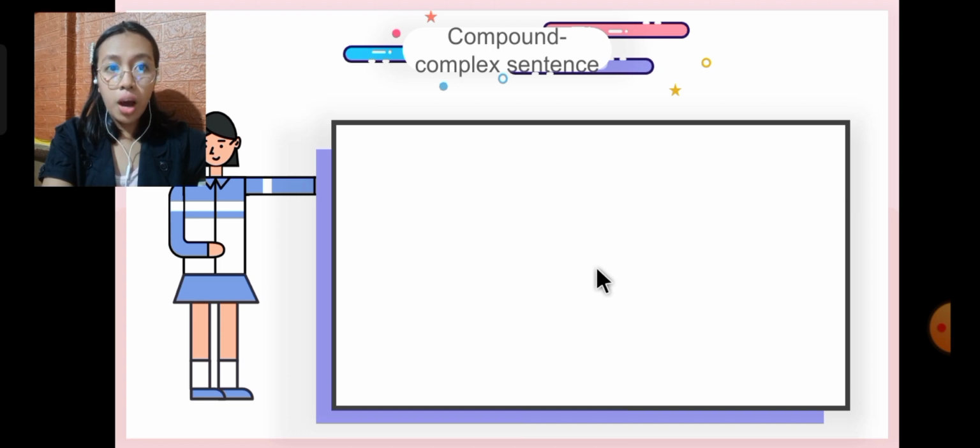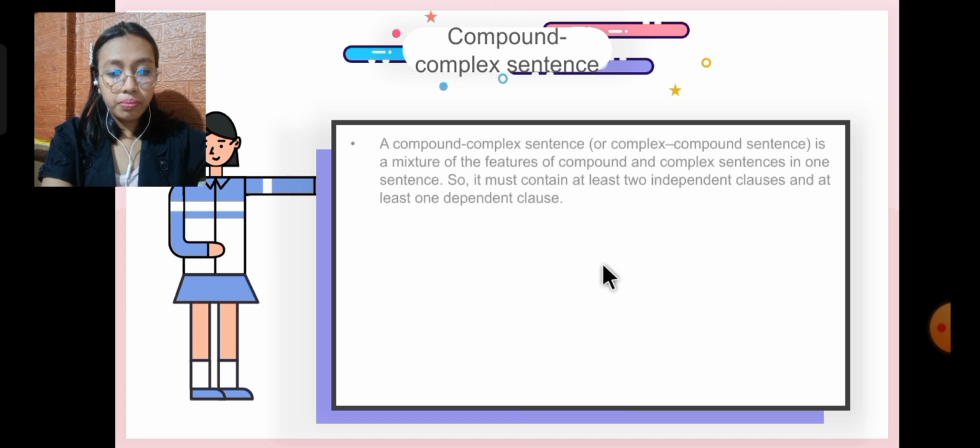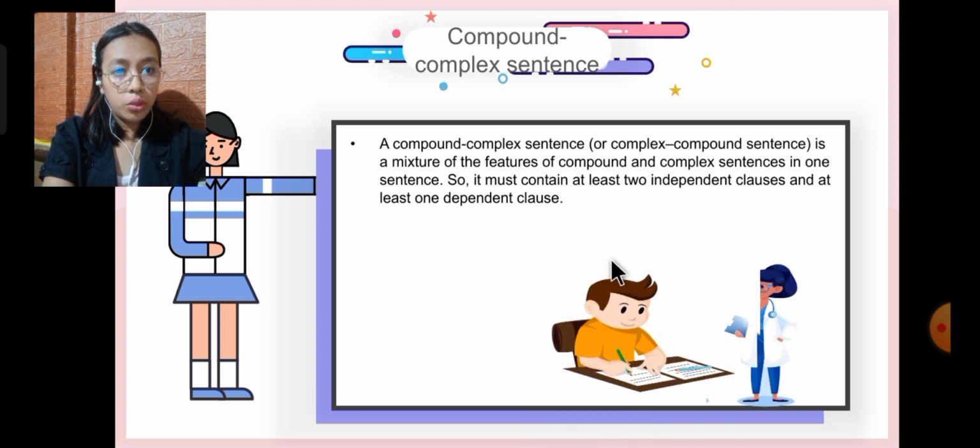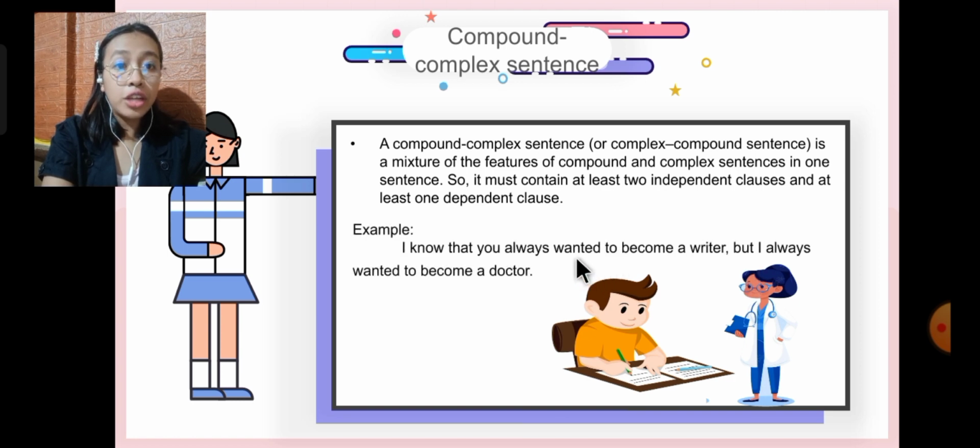Our fourth, the compound-complex sentence. A compound-complex or complex-compound sentence is a mixture of the features of compound and complex sentences in one sentence. So it must contain at least two independent clauses and at least one dependent clause. We have here an example: I know that you always wanted to become a writer, but I always wanted to become a doctor. Here, one dependent clause is followed by a connector, and two independent clauses have a conjunction between them.